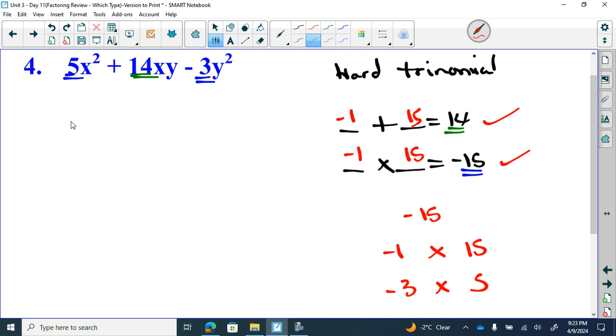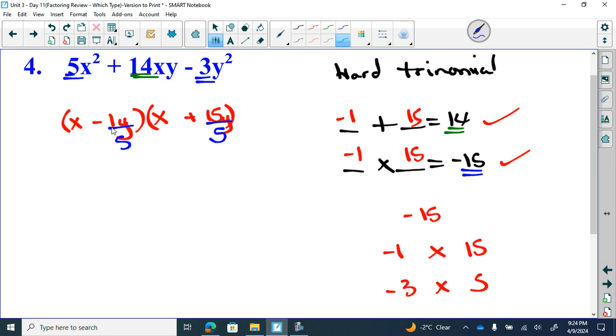So I will write two brackets. I will put an x at the front of each bracket. I will put a minus 1 and a plus 15. But I got to account for this y and this y squared. So I'm going to throw a y after these guys. And then once again, I will divide by 5. Why am I dividing by 5? That is the coefficient in front of the x squared.